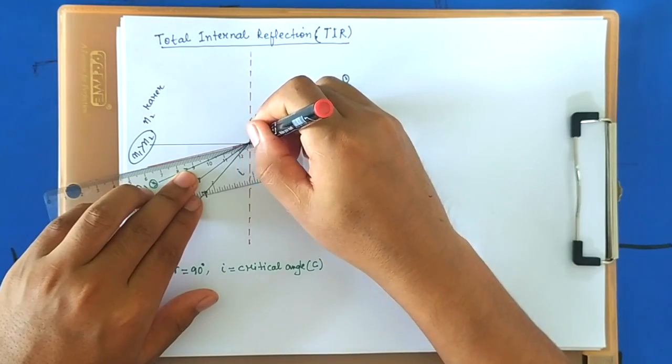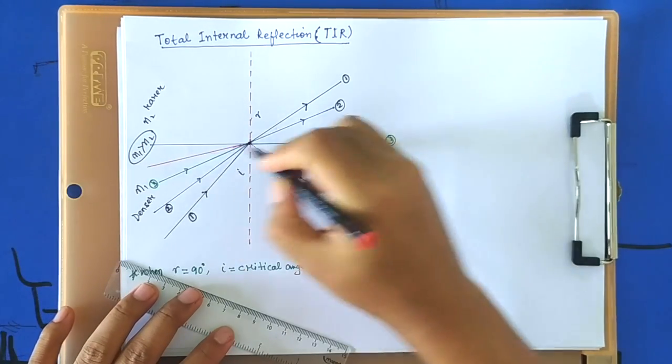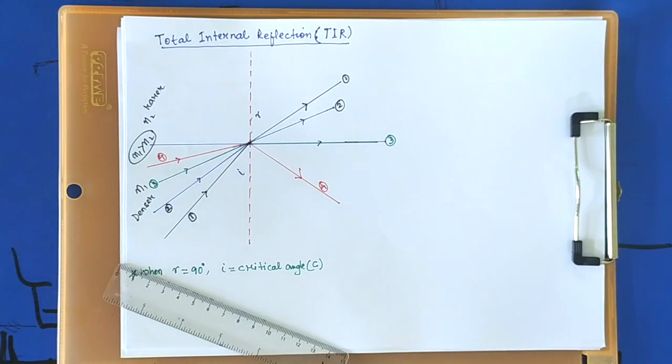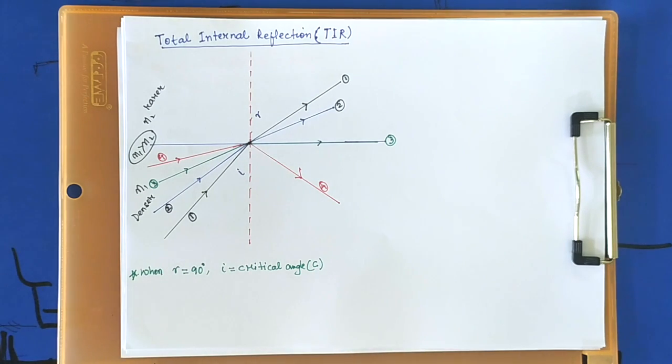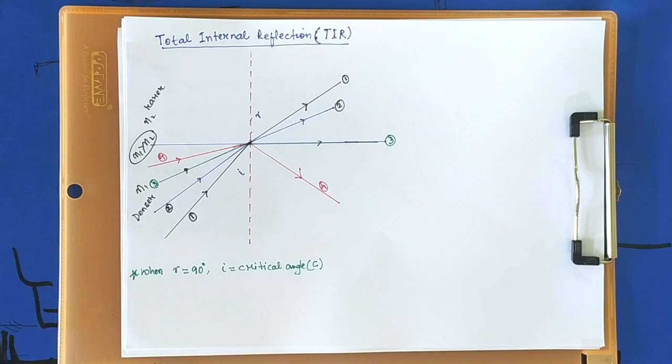Total internal reflection happens when the angle of incidence becomes greater than the critical angle. There is no refracted light, and all the incident light is reflected. This phenomenon is known as total internal reflection.